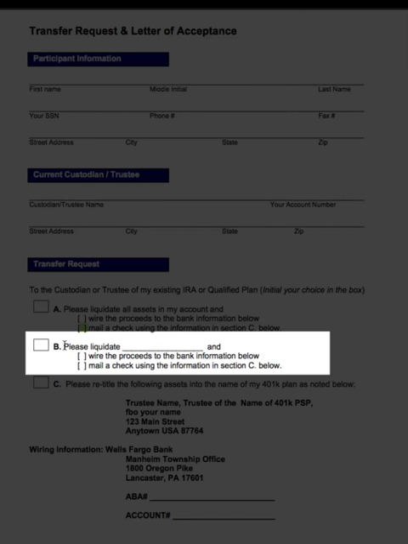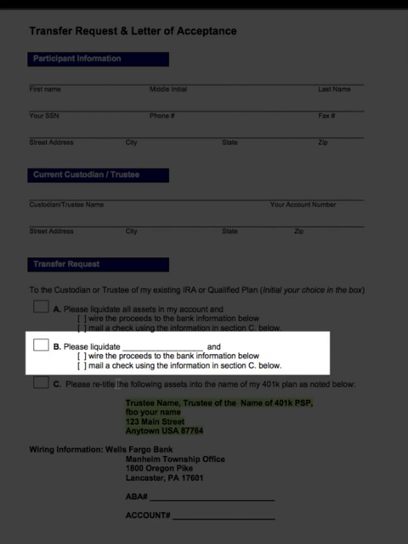Section B. This is if you only want to move a portion of the assets. Let's say that you got $200,000 sitting inside a retirement plan and you only want to move $25,000. You would say, please liquidate $25,000 and wire the proceeds using the bank information below down here, or mail a check using the information in section C below.